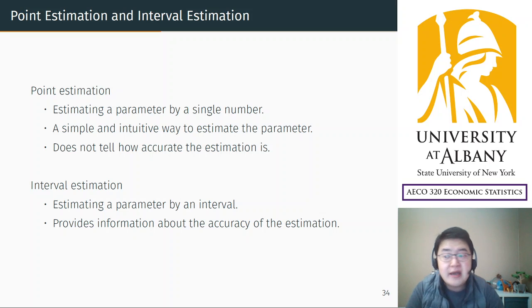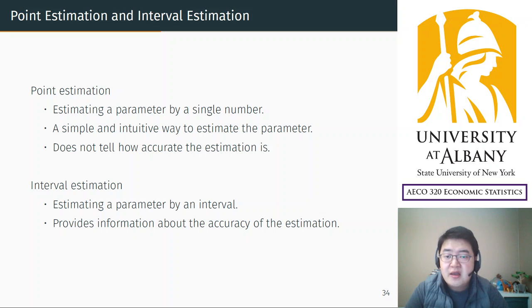So far, we have considered point estimation. Literally, it means you are estimating the parameter by a point, by a single number. It's simple, intuitive, and easy to present and deliver the information, but it's not complete. It does not tell how accurate your estimator is, or how much error it may have.